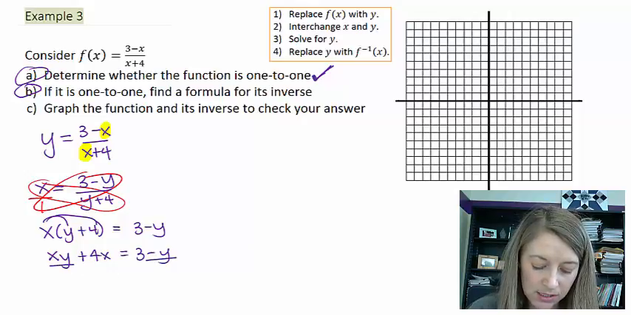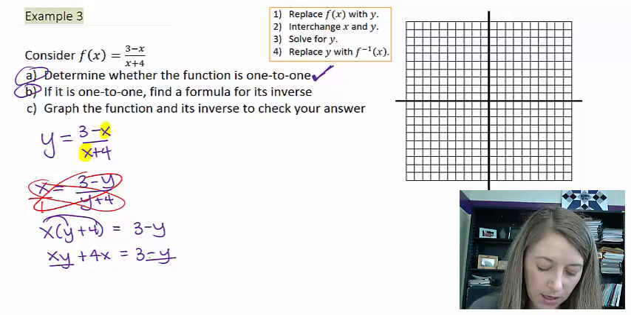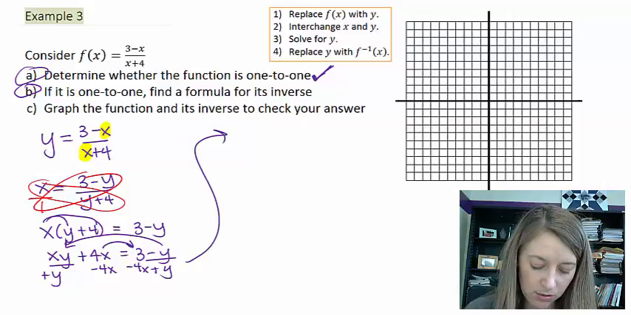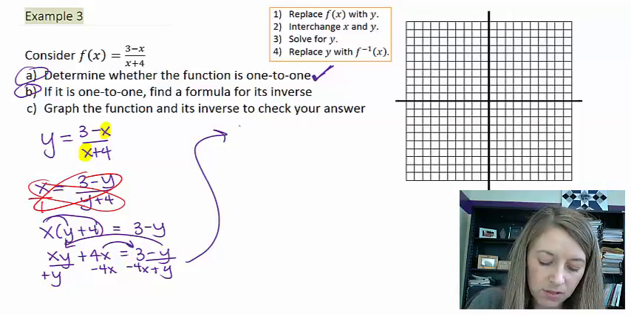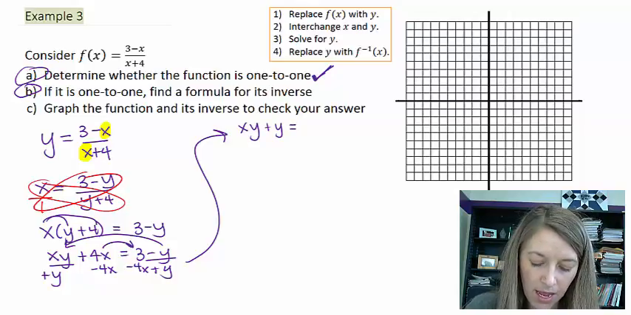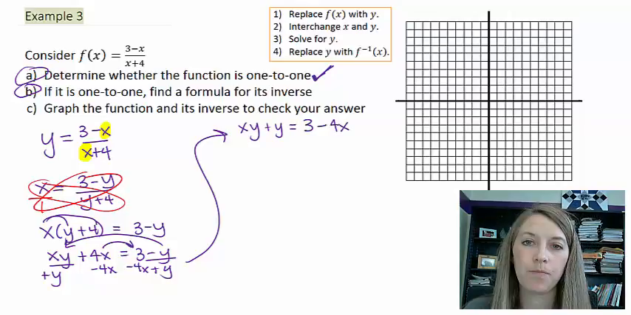Put my y's on the same side because that's what I'm trying to solve for. So let me move that to the left by adding y, and let me move my 4x to the opposite side by subtracting 4x. So lots of arrows going on here. On the left, I have xy plus y. On the right, I have 3 minus 4x.